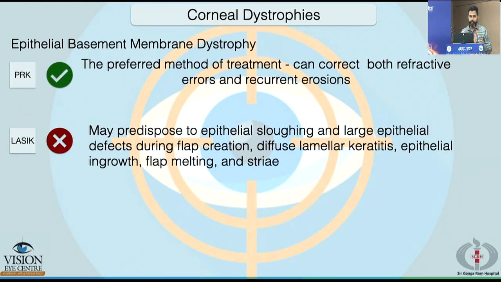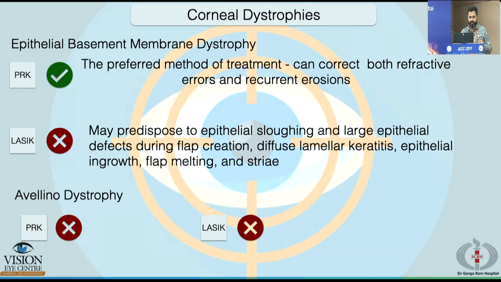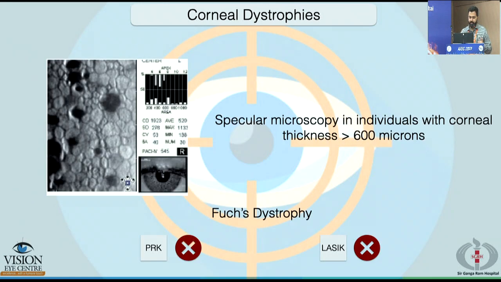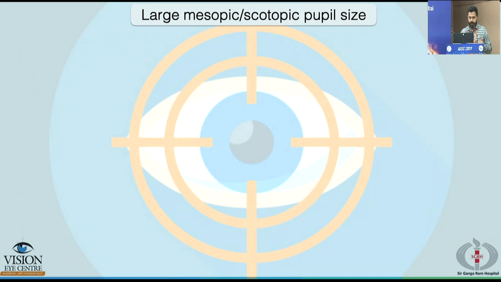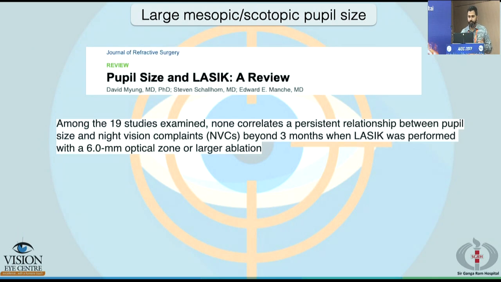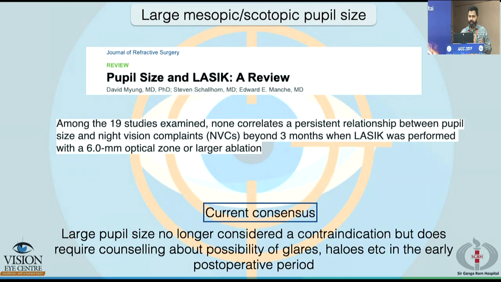Corneal dystrophies are often ignored as well. Sometimes we miss faint epithelial basement membrane dystrophy cases. In those, obviously, you can do a PRK, but you should not be doing a LASIK. Even Fuchs. Another major cause of postoperative complaints is patients having a large mesopic pupil size. Studies have shown that this is not really considered an absolute contraindication now if somebody has a large pupil size, but you must counsel that patient. You must tell them that they are likely to have glare and halos for much longer. And if the pachymetry permits, of course, increase the optical zone as well.